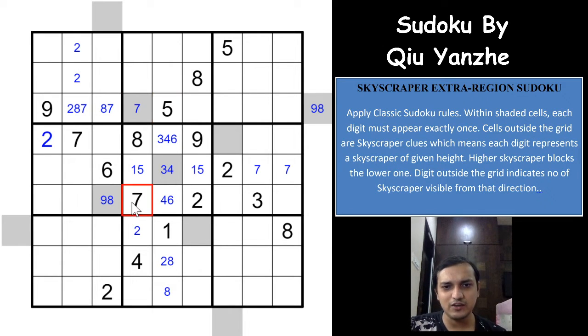Which means that you already have a 7 here. 7 can be eliminated from these two cells, and 7 has to be here, which means 8 has to be here. What a great way to start this Sudoku.